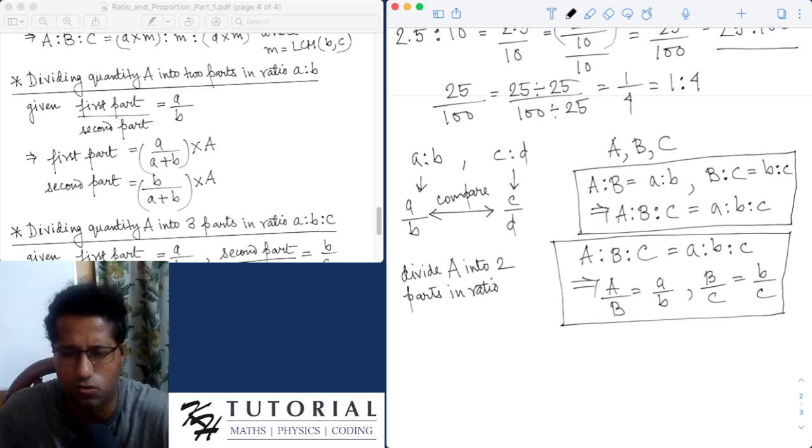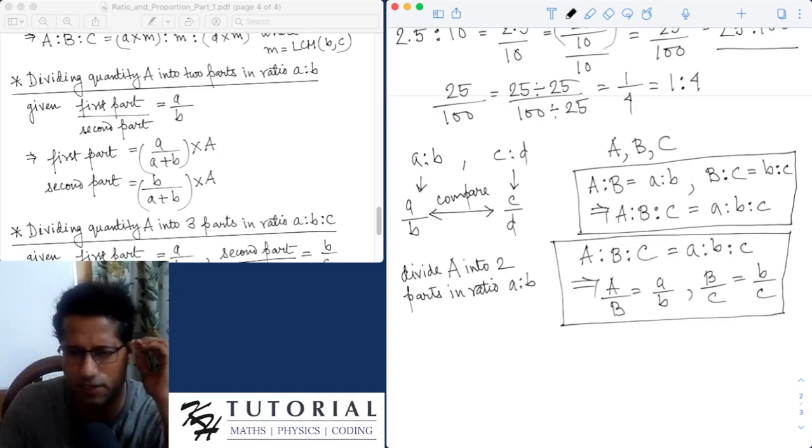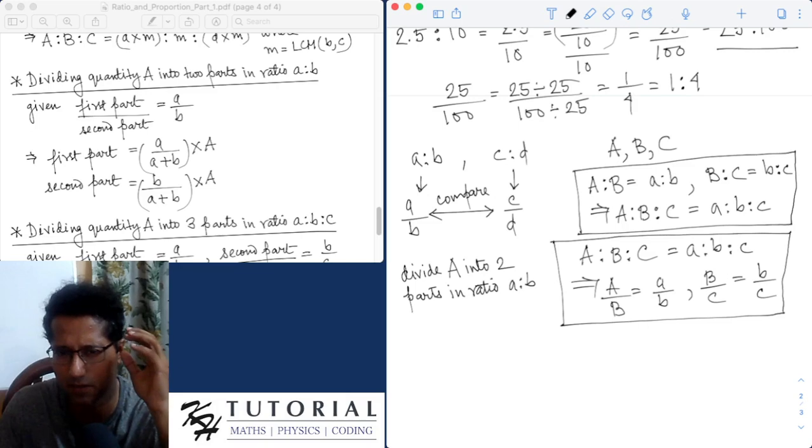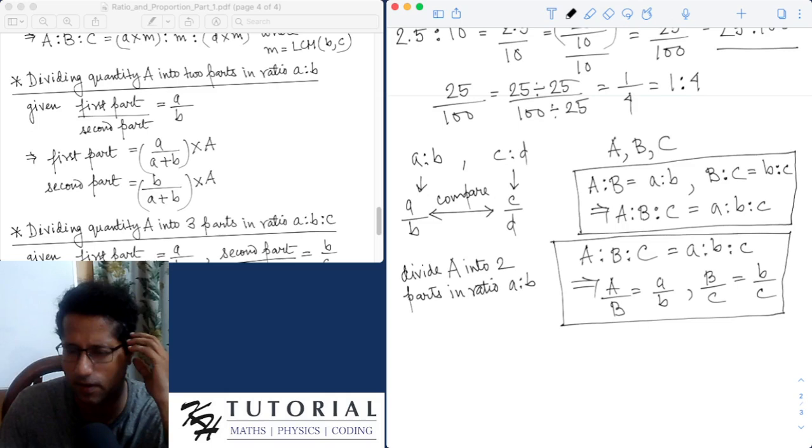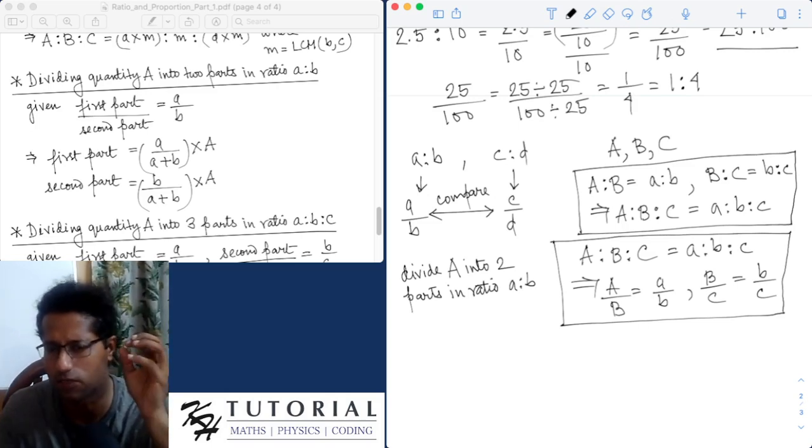The ratio of the two parts is given to be a is to b. So it is asking that a quantity A has to be divided in two parts, so that the first part is to the second part as a is to b. Now you will be asked to find the quantity of the first part and the quantity of the second part.